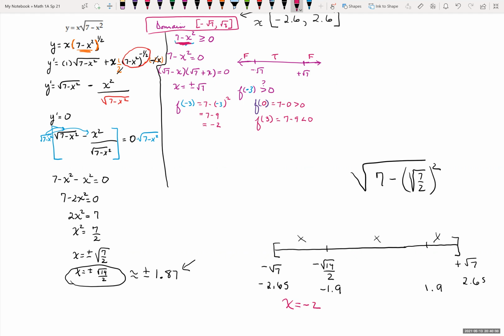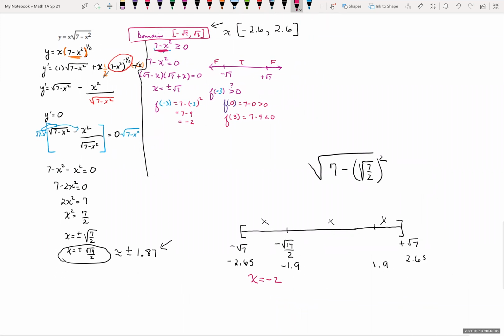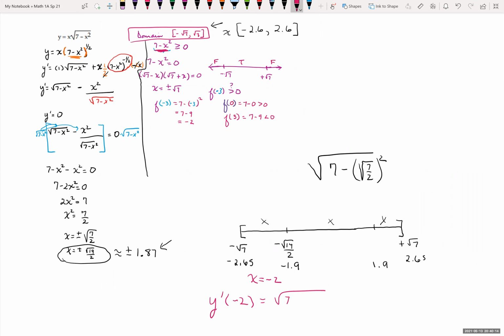We're trying to find if this is increasing or decreasing. So we want to look at the derivative function. So y prime of negative 2. This is the square root of 7 minus negative 2 squared, minus negative 2 squared, all over the square root of 7 minus negative 2 squared.